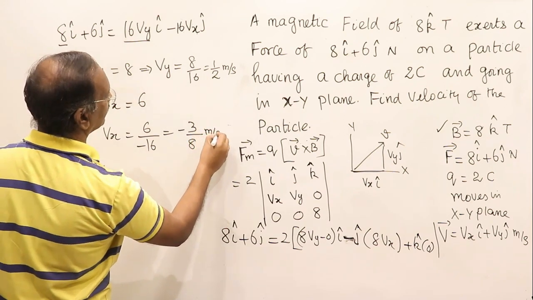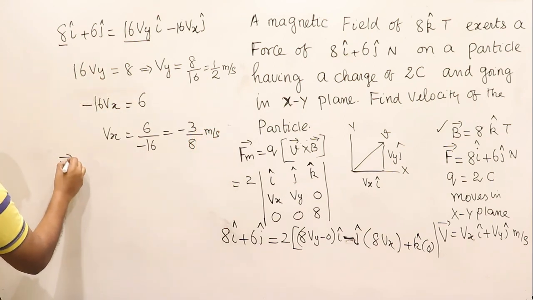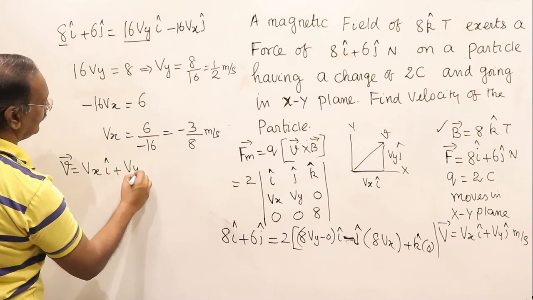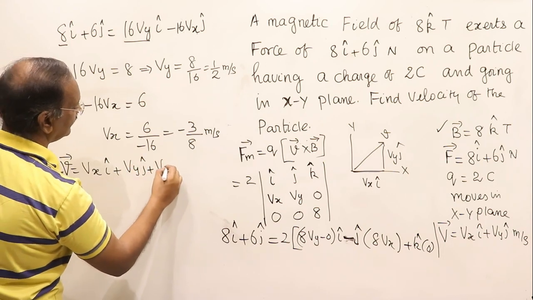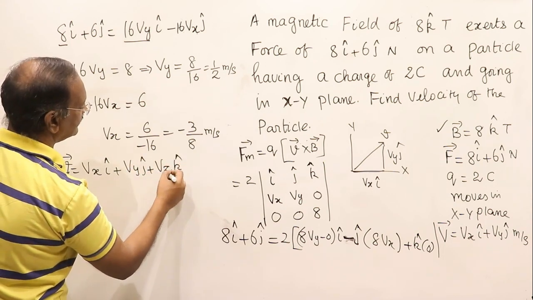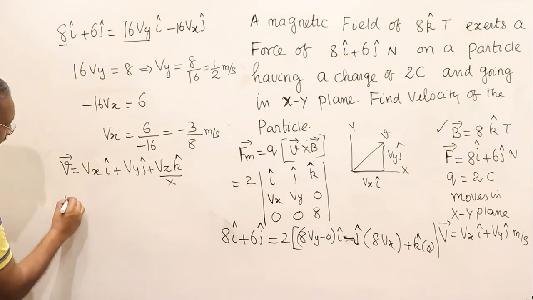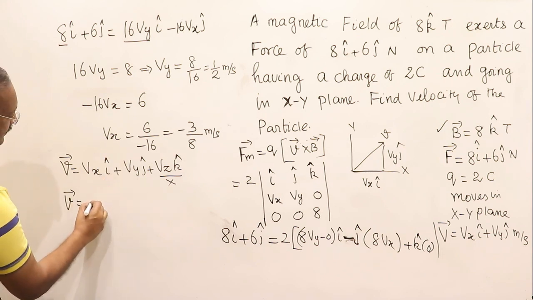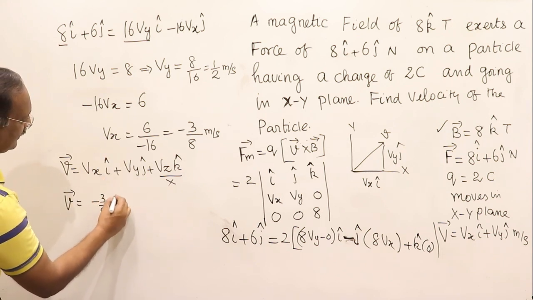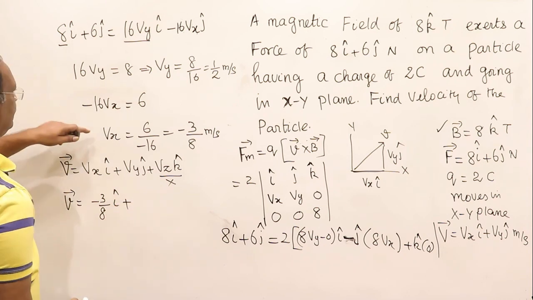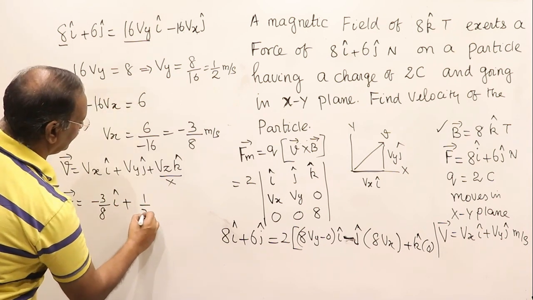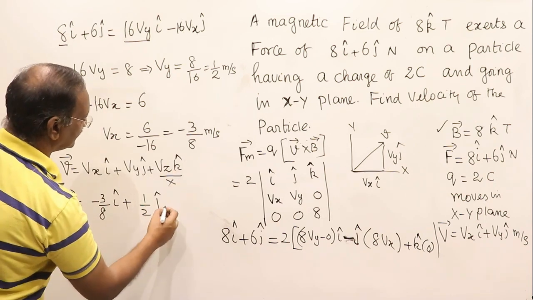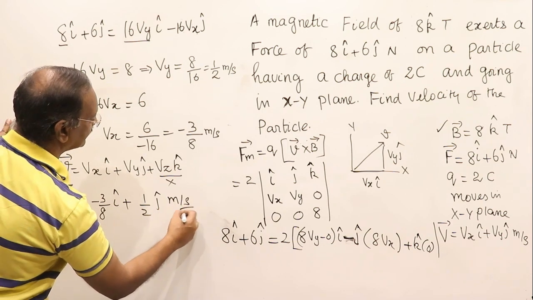So the velocity vector can be written as vx i cap plus vy j cap plus vz into k cap. Since the z portion is not there, we can say the velocity vector is equal to vx, which is minus 3 by 8 i cap, plus vy, which is 0.5, into j cap, in the y direction, and the z portion is 0, in meter per second. This is all.